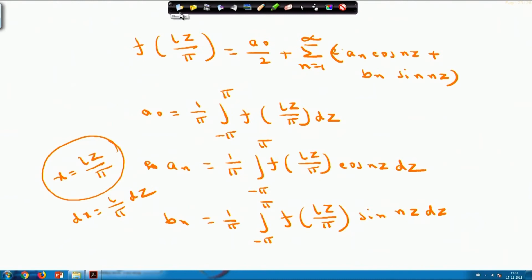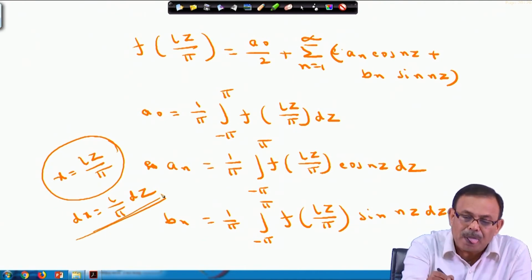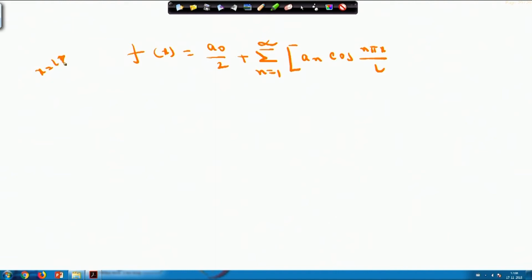So, if I do that thing by transforming x equals L z by pi and dx equals this quantity, then I can write down f(x) equals a naught by 2 plus summation n equals 1 to infinity a n cos of n pi x by L, because x equals L z by pi, so putting the value of n z that was there.